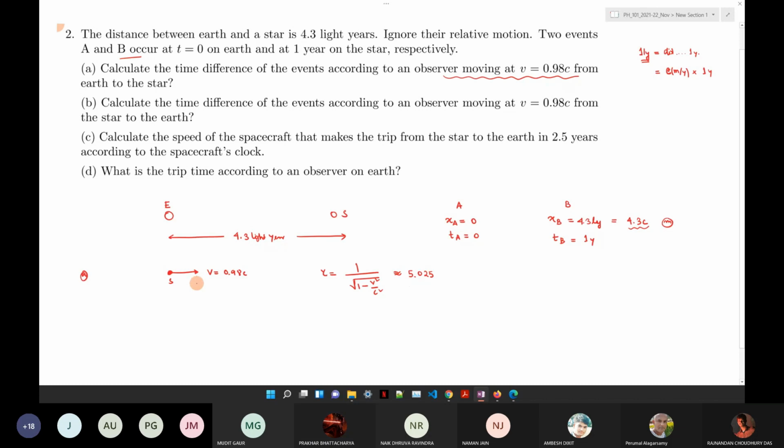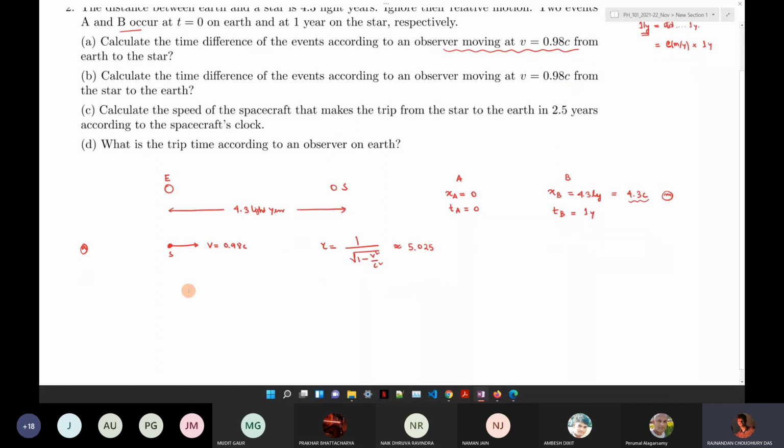Okay, next, calculate the time difference of the events. What will be the time difference as observed by this spaceship? How will we do that? We will write the time measured by the spaceship when event A has occurred. So this will be Ta prime. We write it as gamma times (Ta minus v xa by c square). Because Ta was 0 and xa was 0, our Ta prime will be 0.